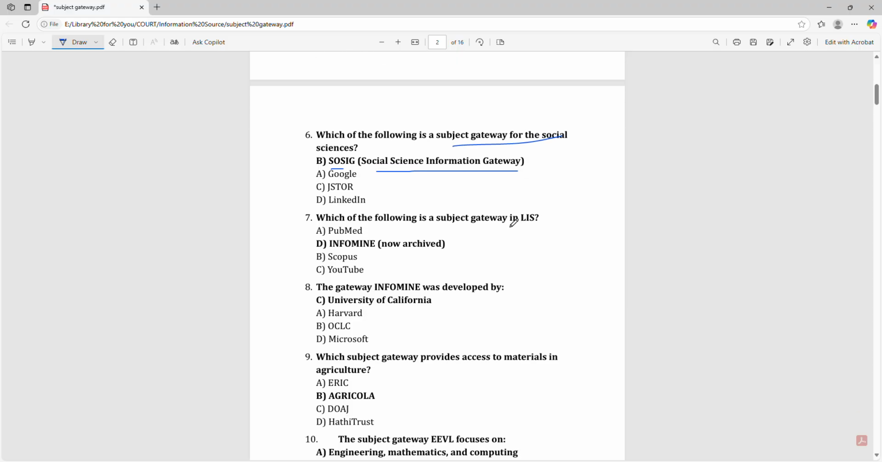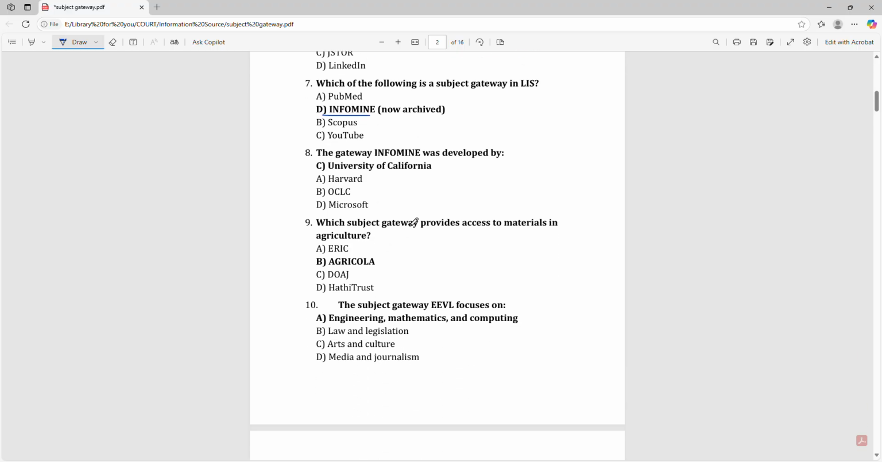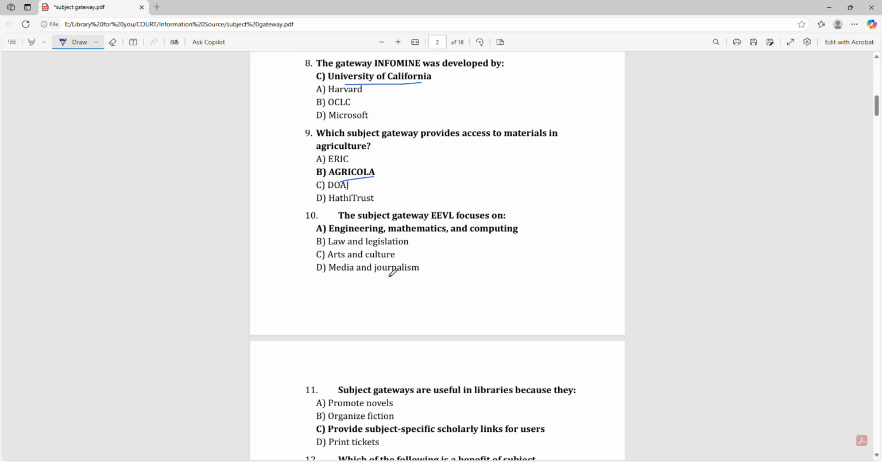Which of the following is the subject gateway in LIS? InfoMine. The gateway InfoMine was developed by the University of California. This subject gateway provides access to material in agriculture, that is Agricola. The subject gateway EEVL focuses on engineering, mathematics, and computing.